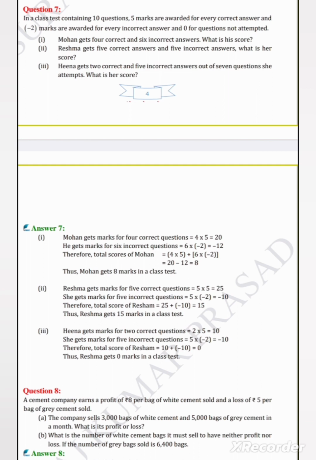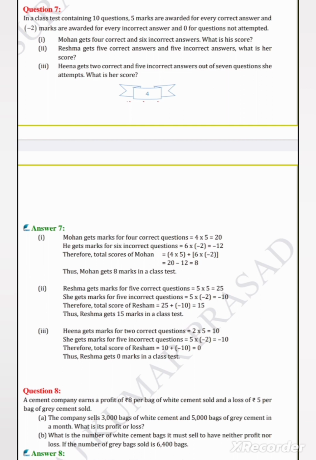And second, Reshma gets 5 correct answers and 5 incorrect answers. What is her score? Reshma gets marks for 5 correct answers, which is 5 into 5, equals 25. She gets marks for incorrect answers, 5 into minus 2, which is minus 10. The total score of Reshma is 25 plus minus 10, equals 15. Thus, Reshma gets 15 marks in the class test.